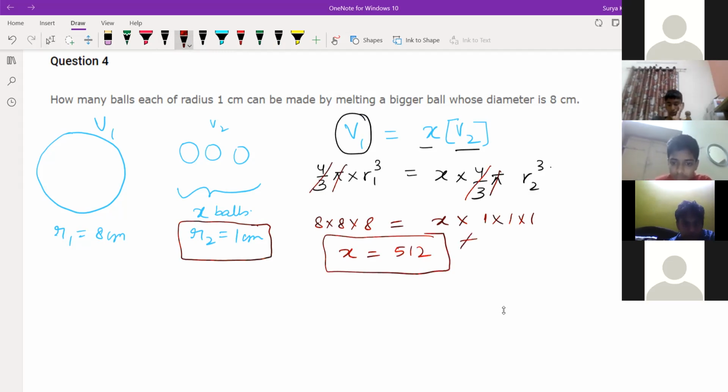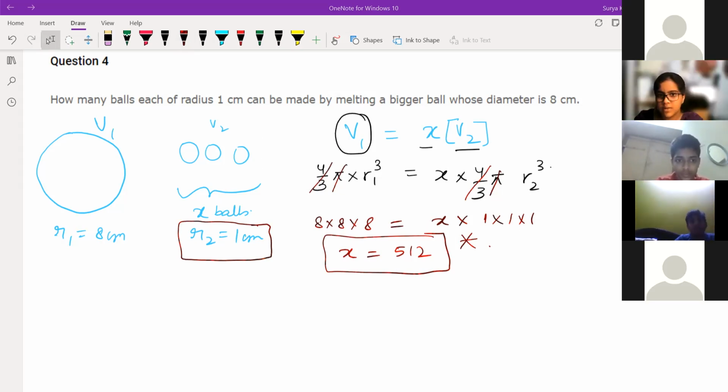So small balls are how many? 512. Anyone having doubt, children? Anywhere? No. Now question number 4. Children, if you won't ask doubt, I can't understand who is understanding or not. Please ask. Understood, sir. Anyone who is not?